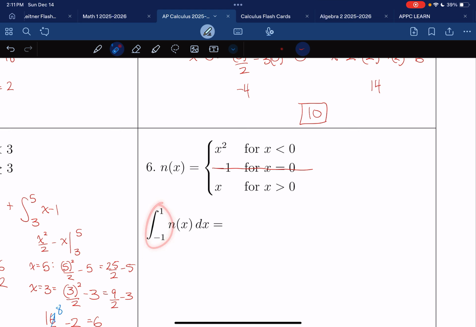So what am I going to do here? There's a left piece and a right piece. The left piece is going to go from -1 to 0. I'm going to say from -1 to 0 of the left piece, which is x squared. And I'm going to add together the right piece, which is from 0 to that positive 1. Left piece is x squared, I already said that, and right piece is x.